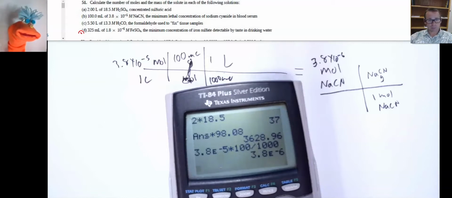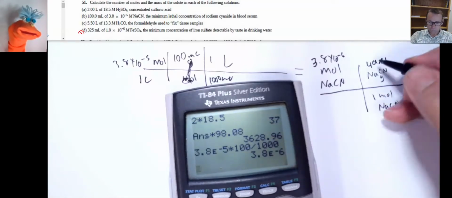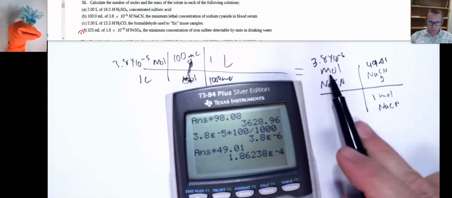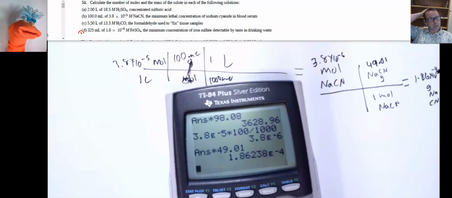Molar mass of sodium cyanide. According to Wikipedia, sodium cyanide is a poisonous compound with the formula NaCN. It is a white, water-soluble solid. 49.01. All right, so that's how many moles there are, and 1.86 times 10 to the minus 4 grams of sodium cyanide. Okay? Okay, good.